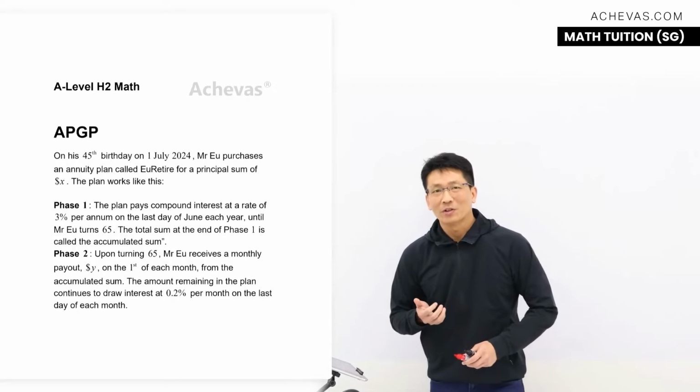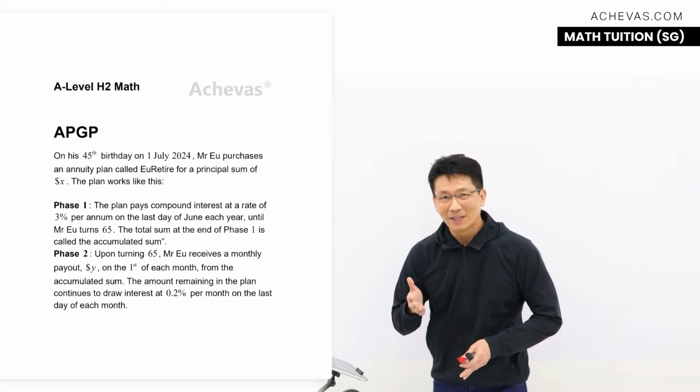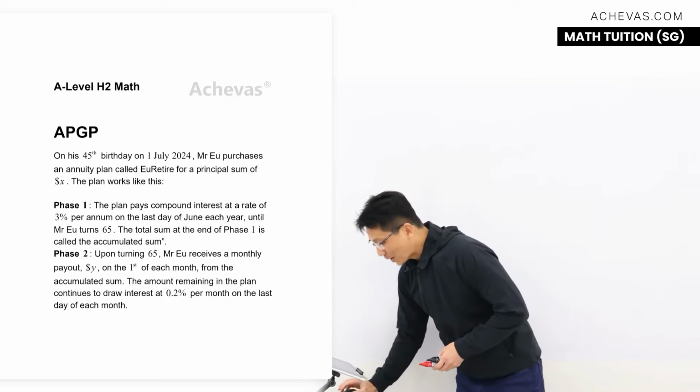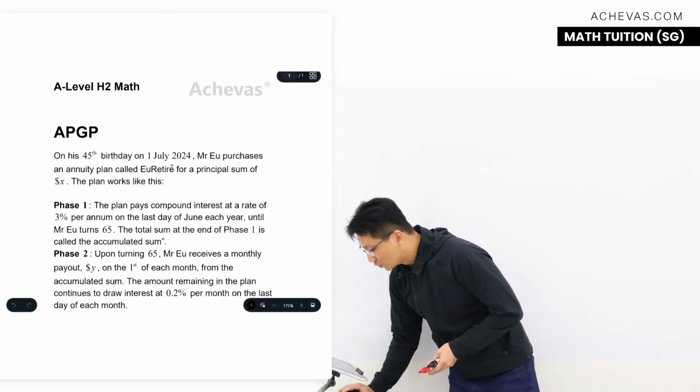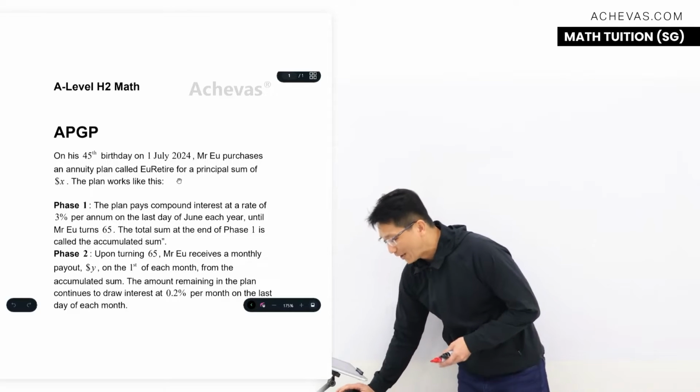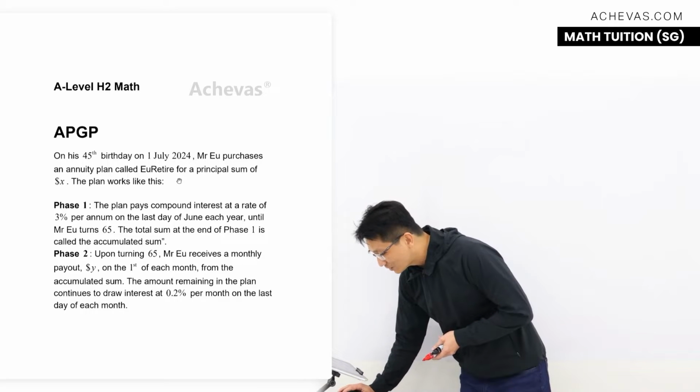Let's take a look at the question on AP and GP. This question is on the application of mathematics in the real world context. We have here Mr. Yu, on his 45th birthday, which is on 1st July 2024, purchases an annuity plan called Youth Retired, for a principal sum of X dollars.